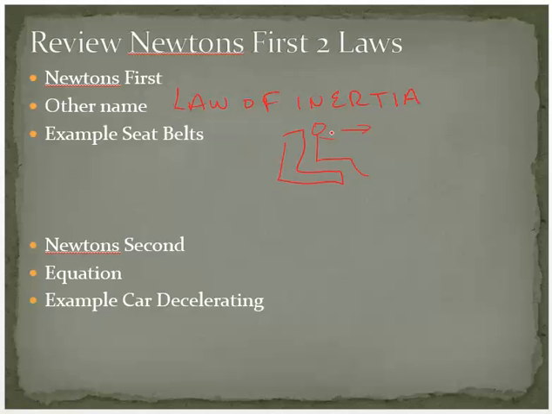So how does a seatbelt work here? Well, a seatbelt just does the opposite because the natural law is to go forward. The seatbelt is what fights that inertia so that you don't go through the windshield.